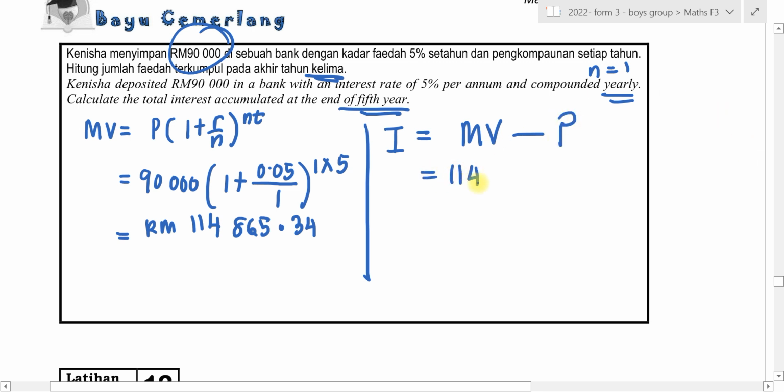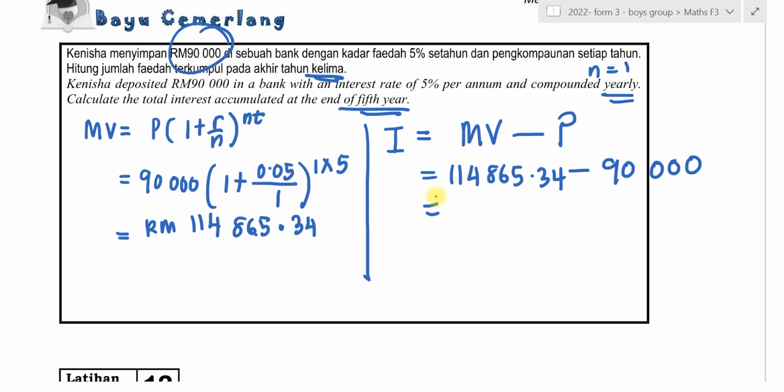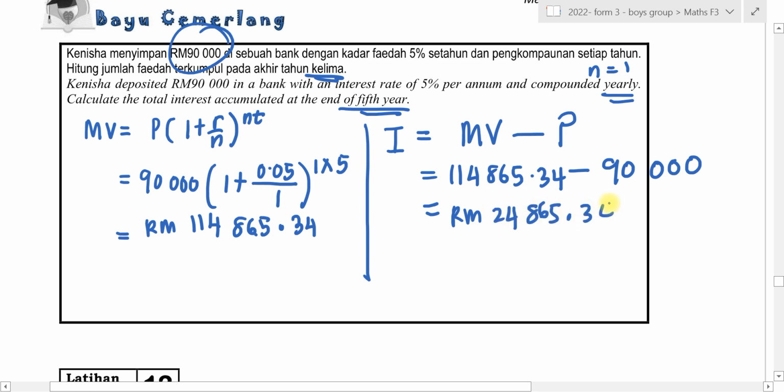So 114,865.34 minus the principal 90,000. Always beware, the question can ask for interest as well. That's why I give you this question. So you're getting, Sharina? 34 cents. Good.